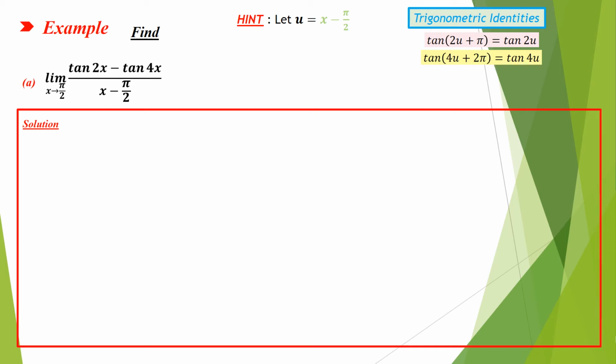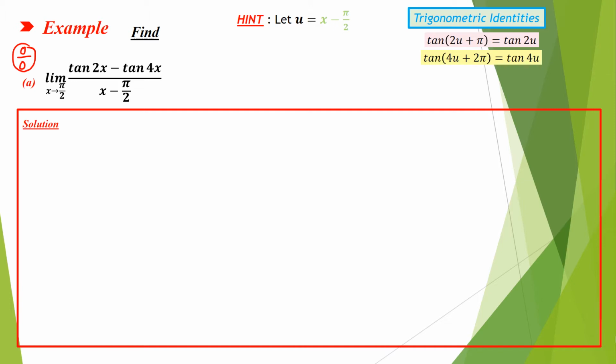Hi everyone, in this video we will solve some limits involving trigonometric functions. So this is part A, and you have to find the limit of (tan 2x minus tan 4x) divided by (x minus pi over 2) when x goes to pi over 2. Pay attention, in any limit problem, first you have to use direct substitution and check if it is 0 over 0 or not. For this one it's easy to find that the direct substitution is 0 over 0.